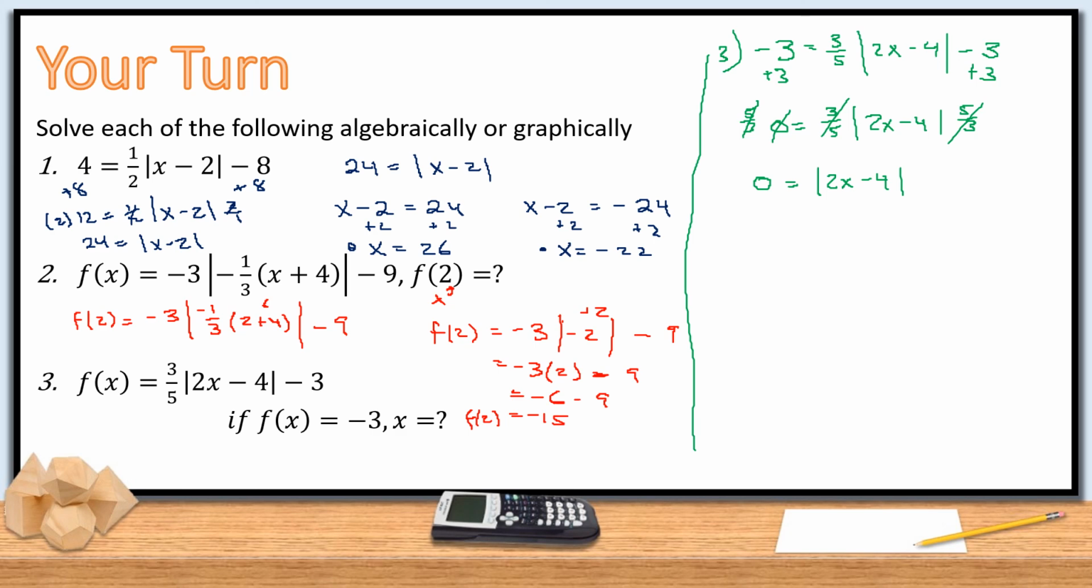Now the only way for that to happen is if what's inside here is equal to 0. So there's only one solution in this case. 2x minus 4 is equal to 0. So 2x is equal to positive 4, so we'd add 4 to both sides. Divide by 2, x is 2. So that would technically tell us that the vertex of this function would be at (2, minus 3), because that's the only solution. It's the only value when the y value is minus 3.